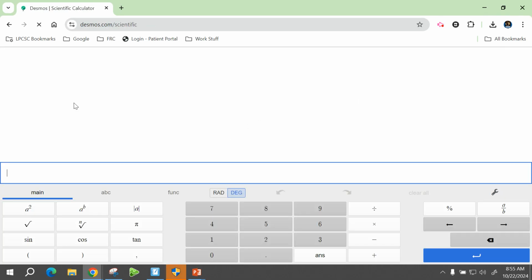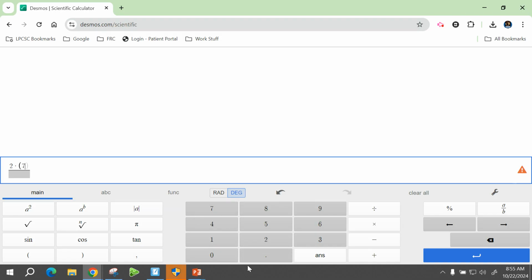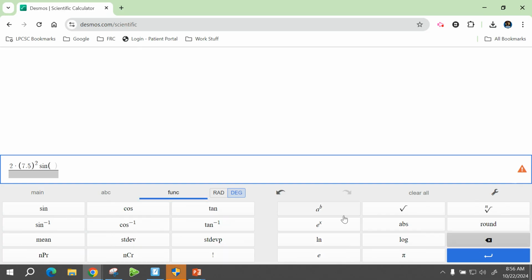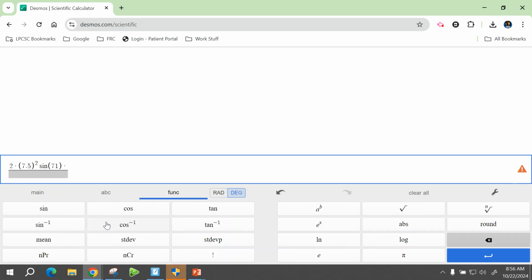You want to use the scientific calculator. Remember, when I go to do fractions, I have to separate the top. So it's going to be 2 times, and then in parentheses, 7.5, close the parentheses, square that. Then I have to put these functions in. Sine of 71 degrees, and I need to make sure I'm in degree mode. Radian will give me a different answer, so make sure that degree mode is pressed. Close my parentheses. Times cosine. So I hit function again.